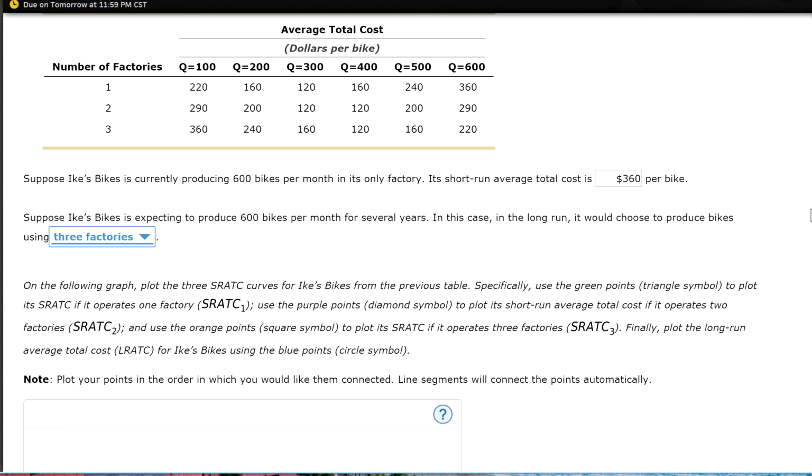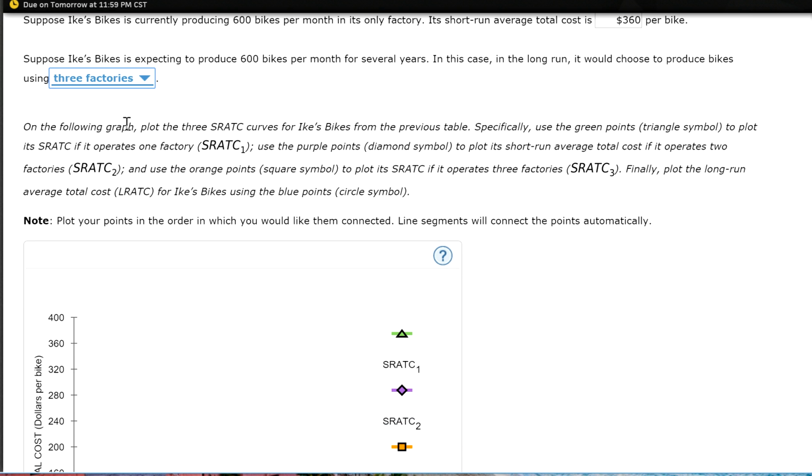factories. All right. On the following graph, plot the 3 SRATCs. It stands for short run average total cost curve for iX Bikes from the previous table, specifically using the green points to plot its SRATC if it operates only one factory, using purple for 2, and using orange for 3 factories. And then finally plot the long run average total cost for iX Bikes using the blue points.